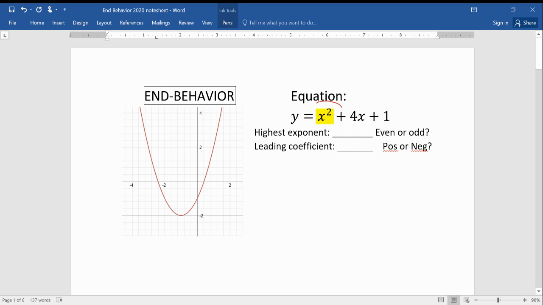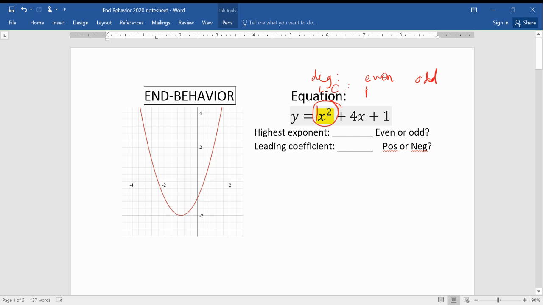There are two different types of exponents that we can encounter, and we're looking at the highest degree term here. If it's in standard form, it'd be the first one. You can either have an even exponent or an odd one. This would be an example of an even because it's x squared. We're also going to look at the leading coefficient, the number on that term.